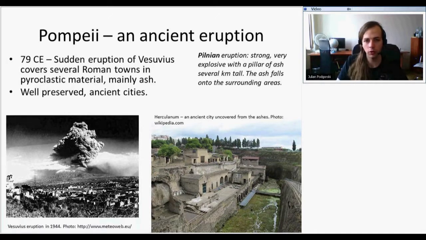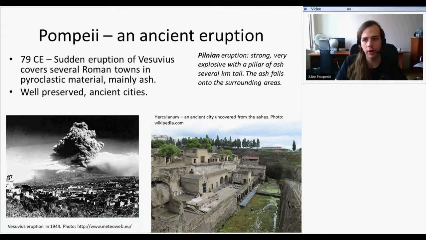The ash is falling onto the surrounding areas just like in the case of a stratovolcanic eruption, but there's much more ash and much more material than in the Eyjafjallajökull eruption, so it can cover a greater area in a much thicker layer.